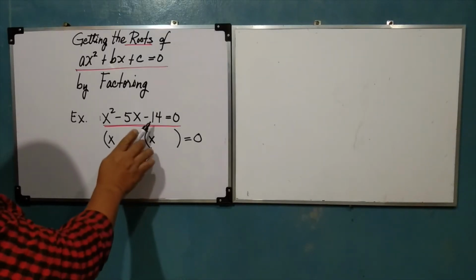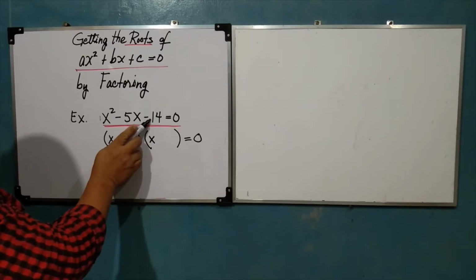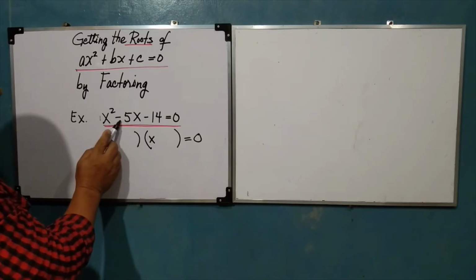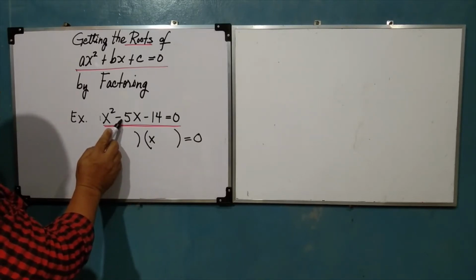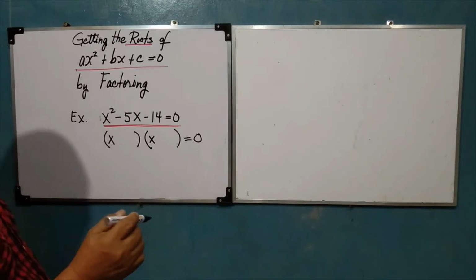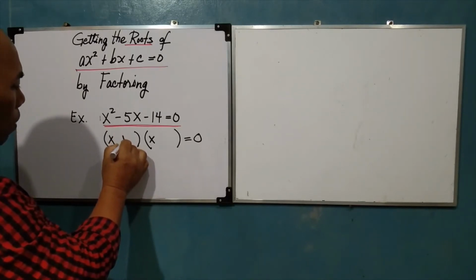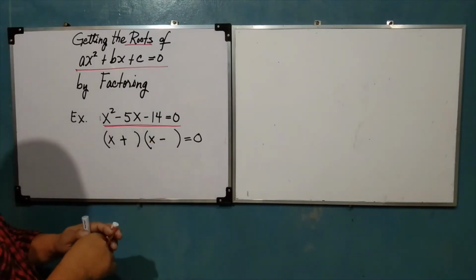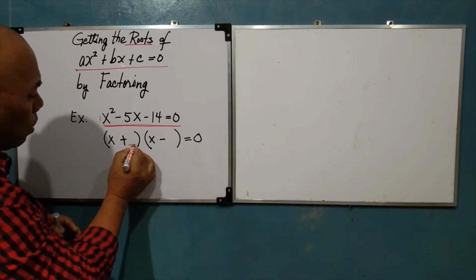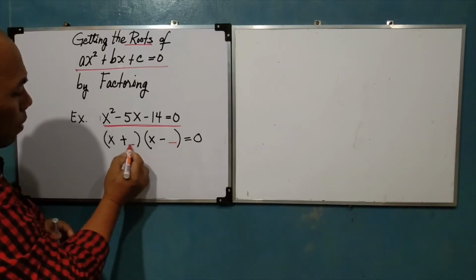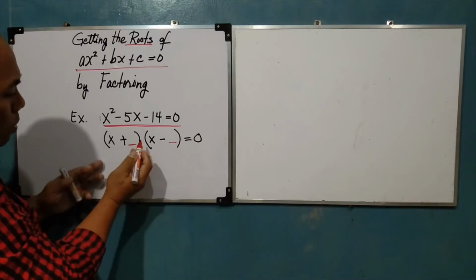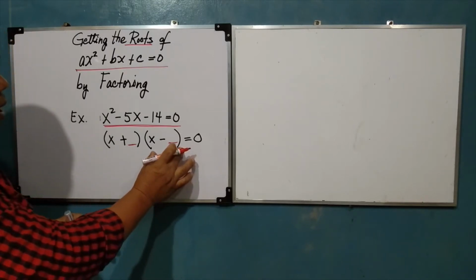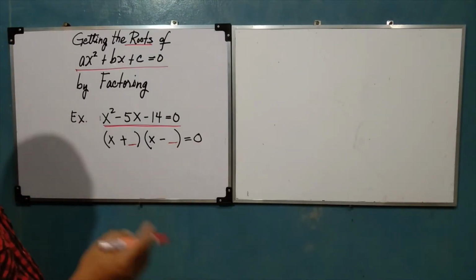Now, since the constant term in this quadratic equation is negative, and the second term of this quadratic equation is also negative, it is to be understood that this is positive and the other one is negative. Okay? So, our goal now is to determine this term of this binomial factor and this term of the second binomial factor. And how are we going to do it?